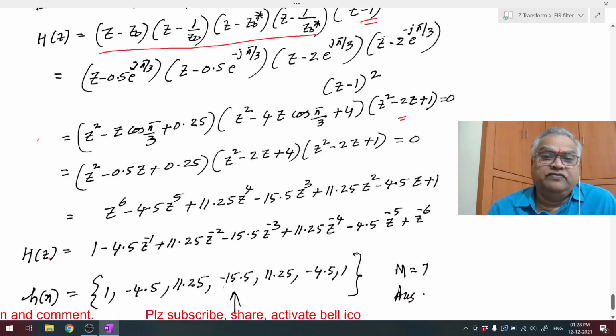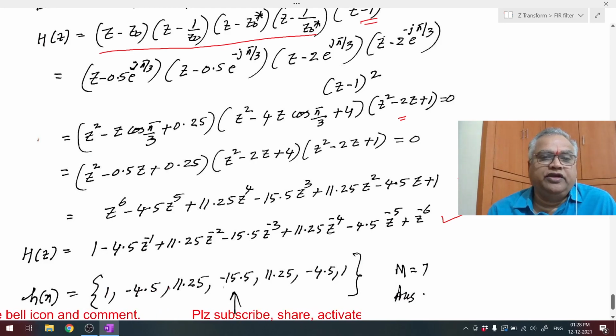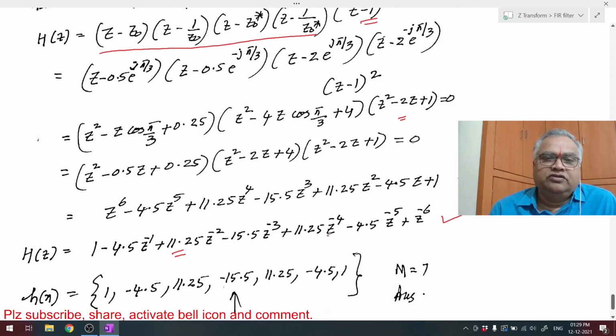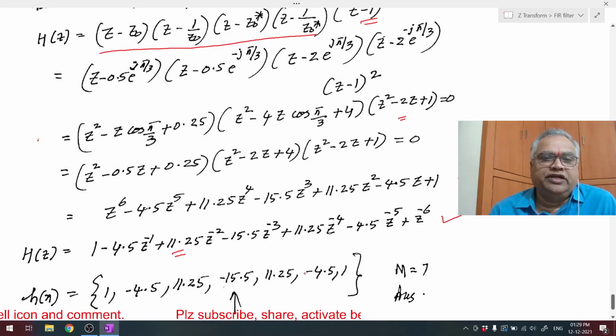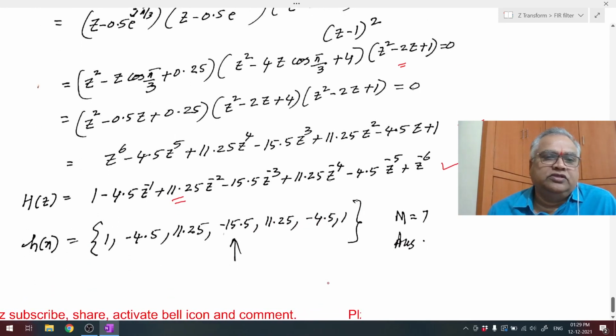This is what H of z; change z into z power inverse, because we have to find h of n. Then h of n is 1, 4.4, minus 4.5, 11.25, minus 15.5, like that. So according to the inverse, z power minus 1, minus 2, minus 3, minus 4, minus 5. So those coefficients, write them here, and accordingly you will get it. So this is the answer.